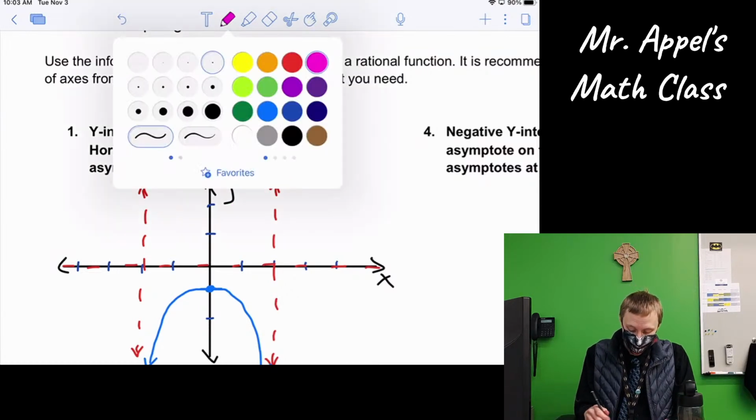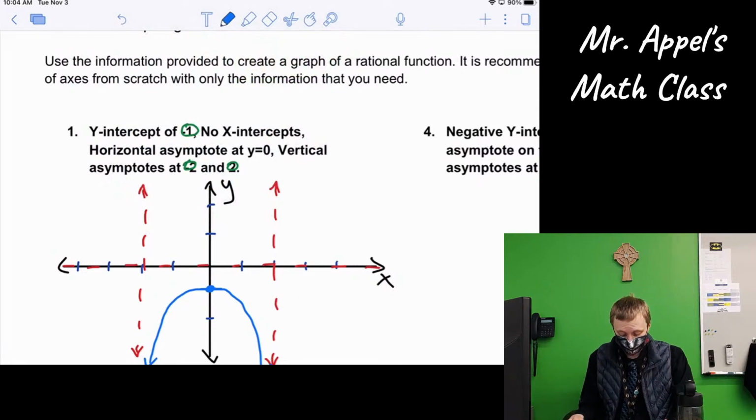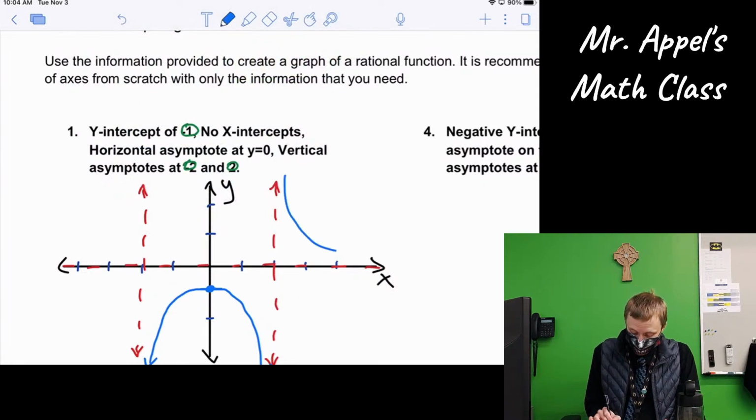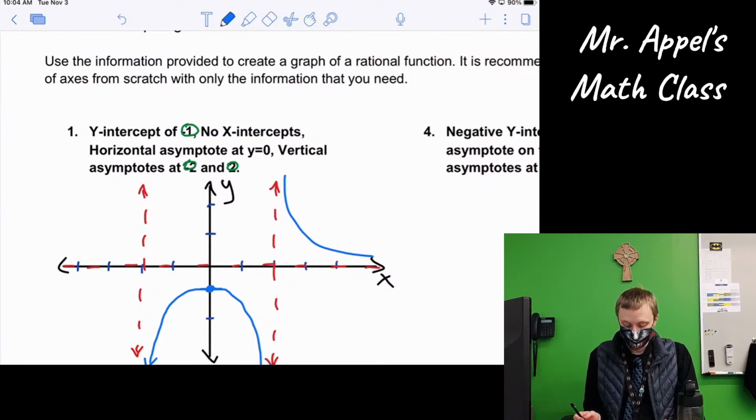So now we've got to determine the ends. Are they up here like this, or are they down here like that? You think they're up? Why?